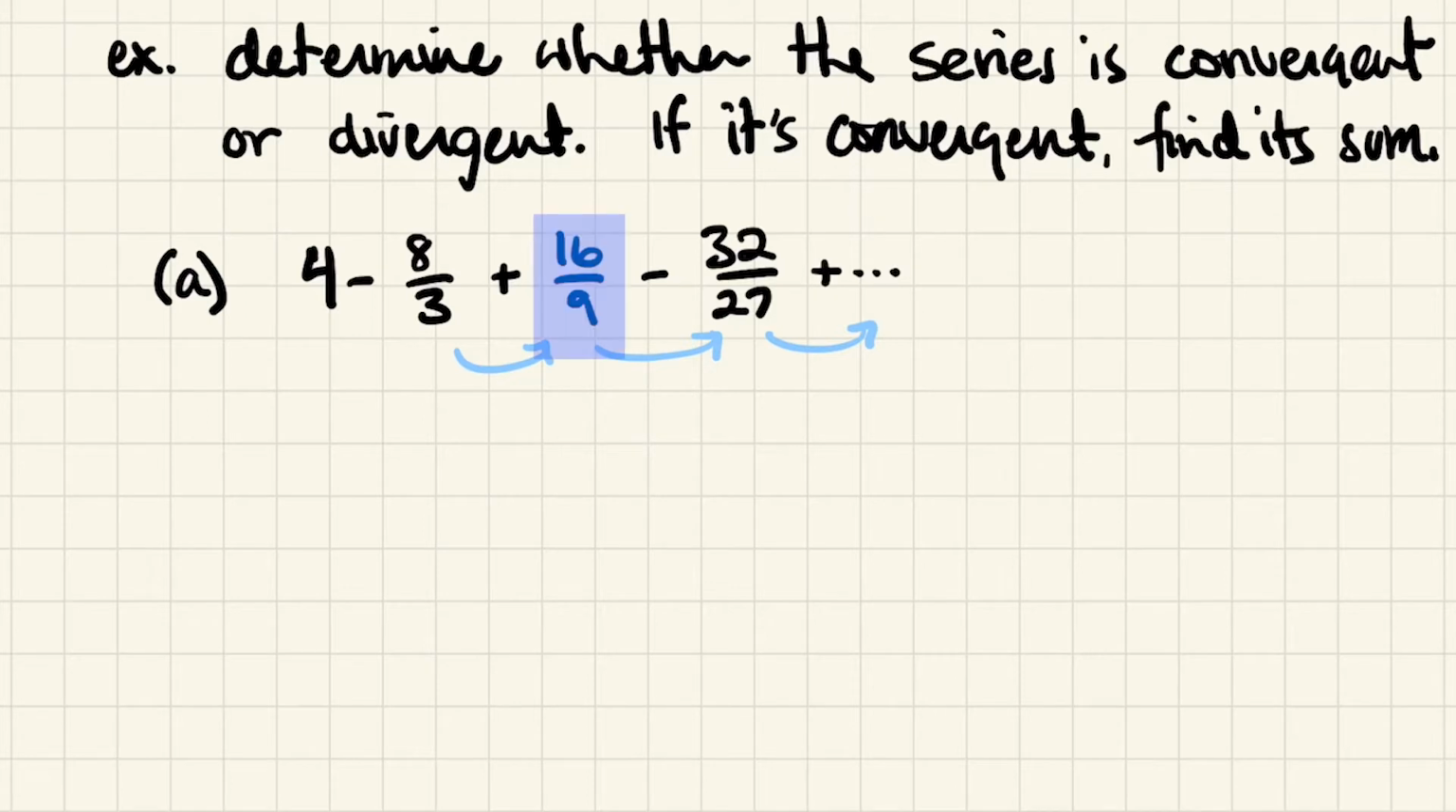So 16/9 divided by -8/3 will be the same thing as -8/3 divided by 4. And that's the r value of the series. Here it looks like to go from one term to the next, we are multiplying by -2/3, multiplied by -2/3, multiplied by -2/3, etc. So we can see that our r value is -2/3. That tells us this is a geometric series.